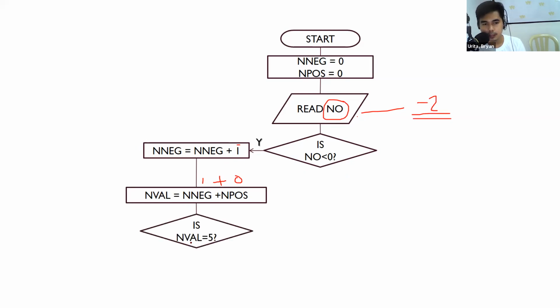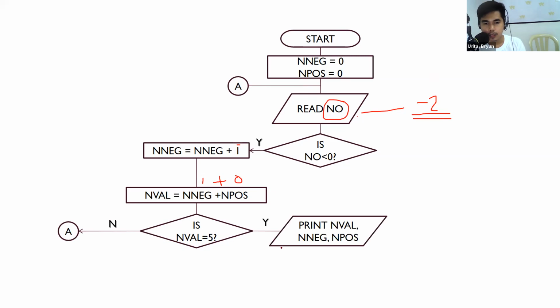Okay. So next is n-val equals 5. No. Bakit no? Kasi nga, isa pa lang in-enter natin. Dapat 5 yung i-enter natin number. Okay, go to A. Yan. Pag no, pupunta rin tayo dito. Pag yes, we're going to print nval, nneg, and pos, and then stop.